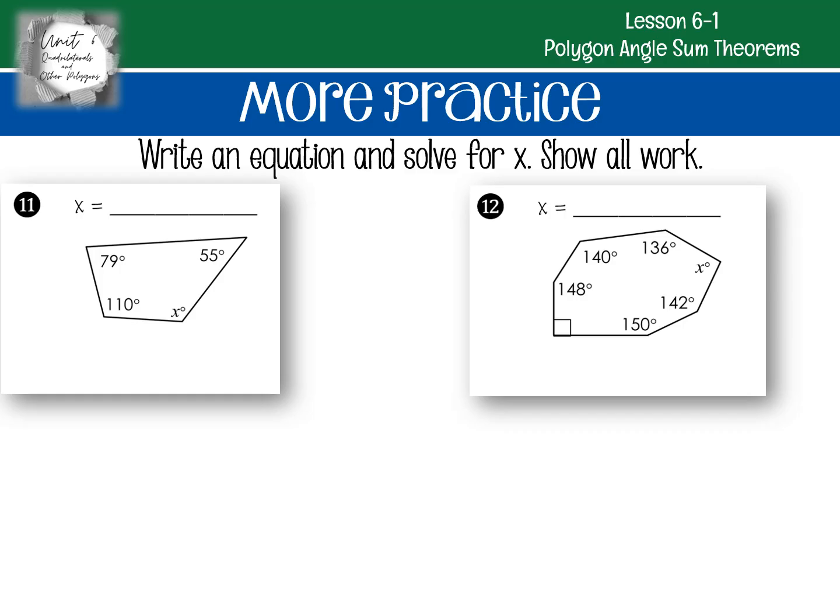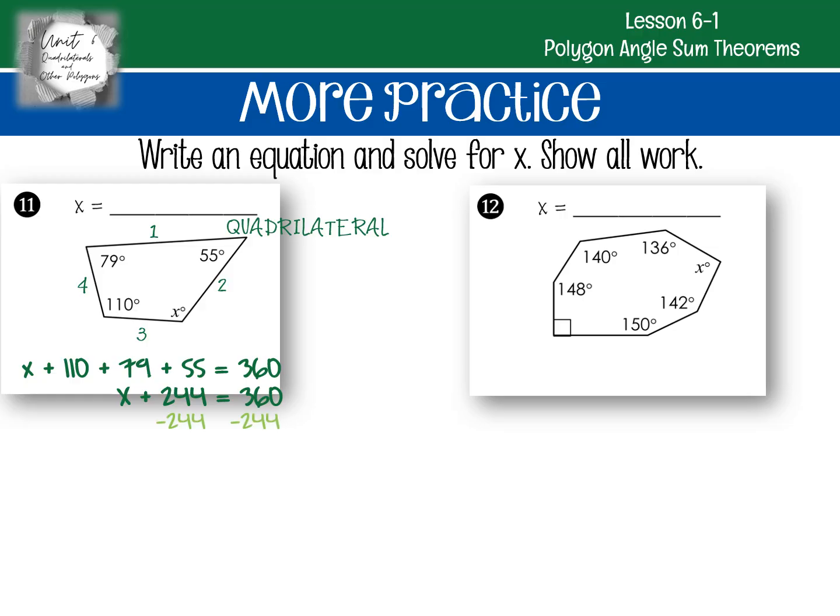Let's see, more practice. Write an equation and solve for x. Show all work. Number 11. We have expressions for the interior angles. Let's see, 1, 2, 3, 4 sides. That's a quadrilateral. So all the interior angles added together: x plus 110 plus 79 plus 55 equals 360 for a quadrilateral. Combine like terms. x plus 244 equals 360. Subtract the 244 on both sides. x is 116. So final answer, x is 116 for number 11.